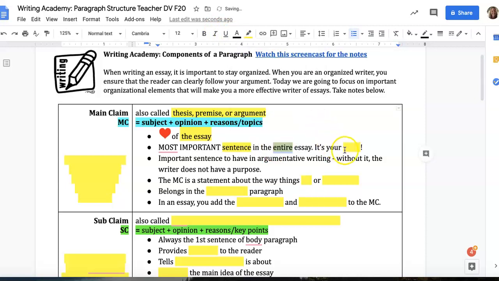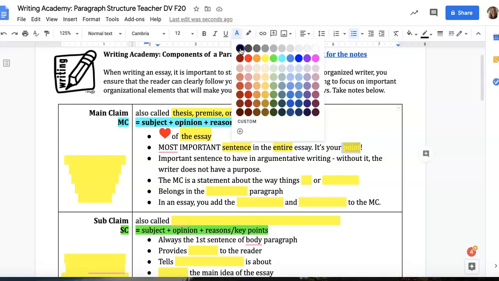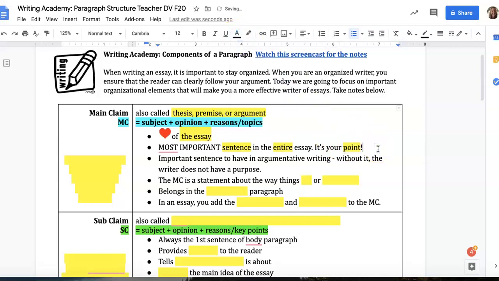Really, your main claim is your point. What point do you want to get across? That's what your main claim is. Okay, so it's the heart of your essay, the most important sentence in the entire essay, and it's your main point. So it's important to have this sentence in argumentative writing, because without it, the writer does not have a purpose.